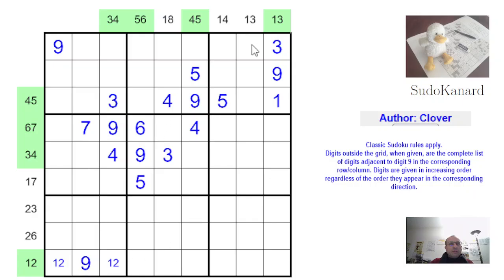Now, where should be the next place to look? On this row, 9 will be somewhere here. In this column, 9 will be somewhere here.